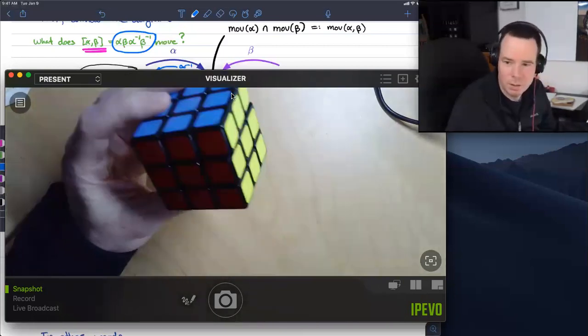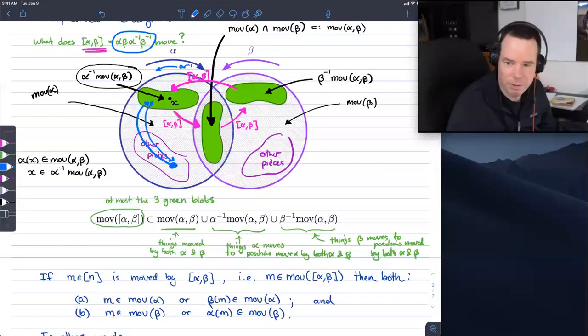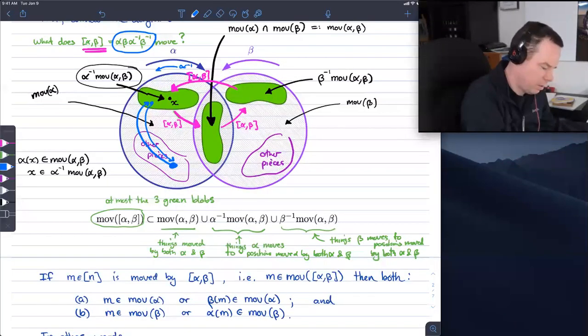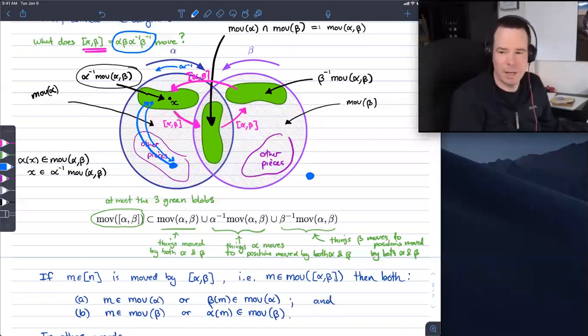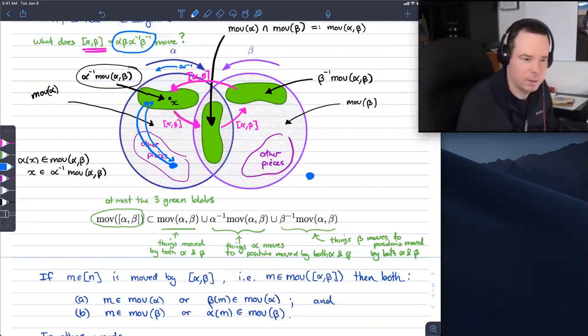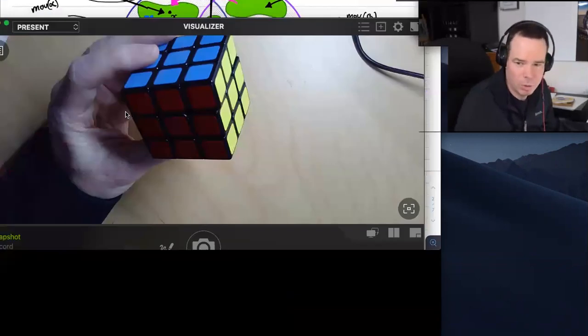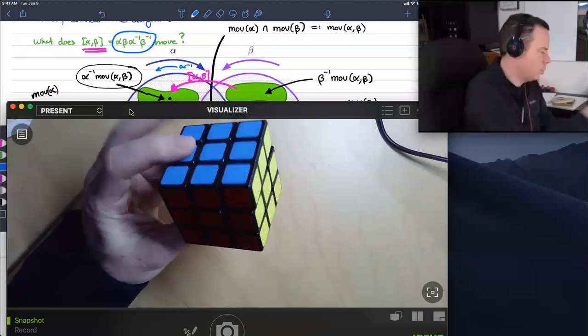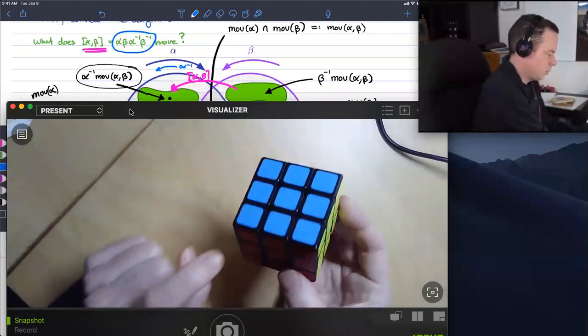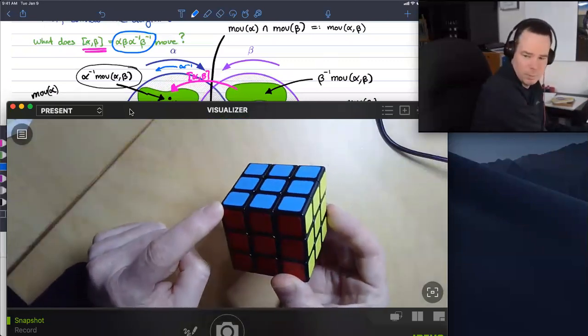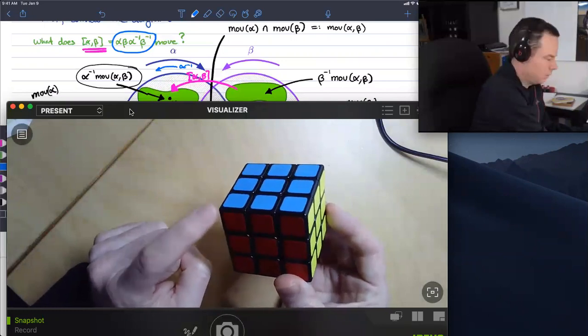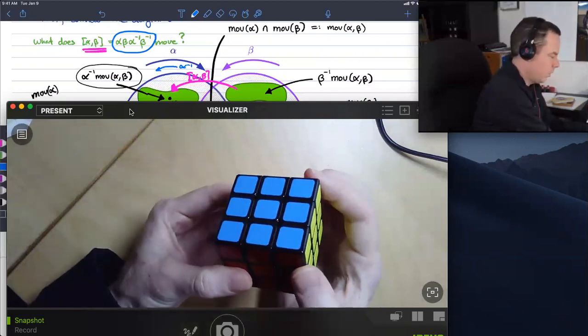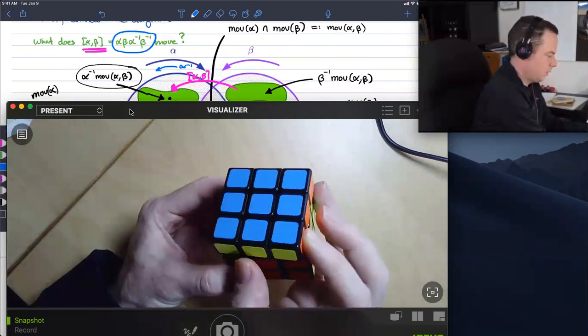That's just meaning that in our diagram, there are also other pieces on the puzzle that don't get touched by alpha or beta. So they're going to remain fixed in the end. Now let's go back to, what about the pieces that alpha moves but don't get moved into a spot where beta moves them? Say this corner up here.